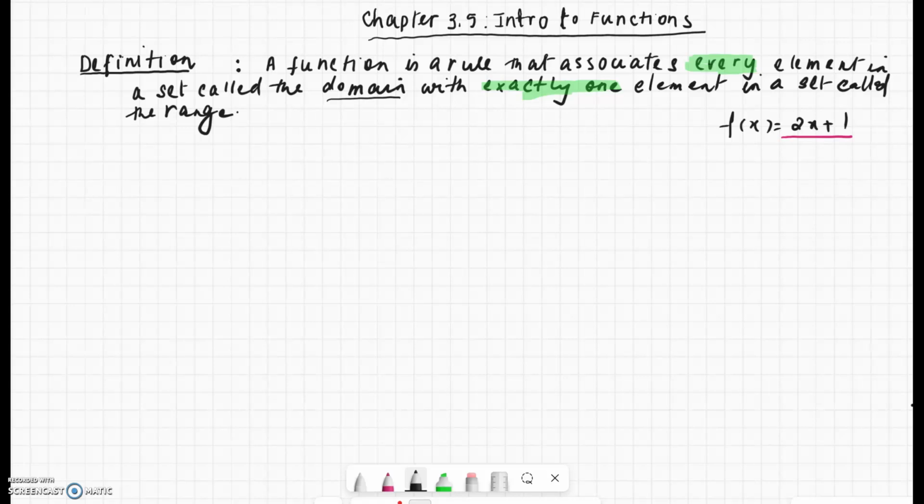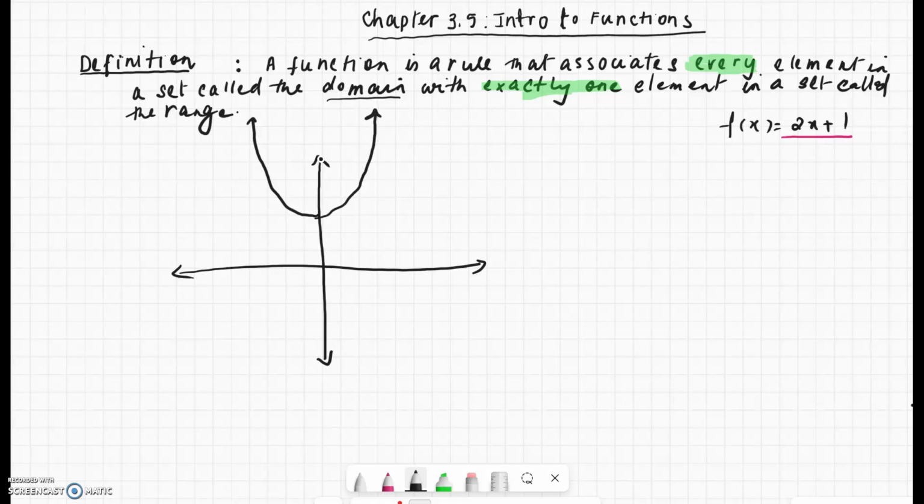Now, let me draw some graphs. And let's say this is a parabola. First of all, think of the vertical line test. It's clear that any vertical line drawn through the graph will intersect with the graph at exactly one point, no more than one point. Okay, so that passes the vertical line test, so we know this is a function. Now let's find the domain and range of the function.